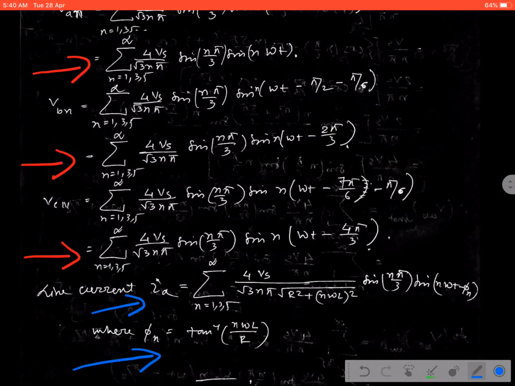So this is all about the 3-phase inverter for R and RL load implementation for 180 degree conduction. The next section will continue with 120 degree conduction. Just before going into the next part for 120 degree conduction mode, read this very carefully.